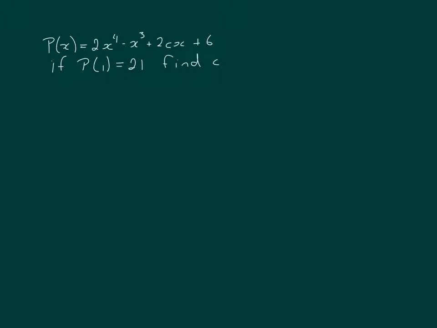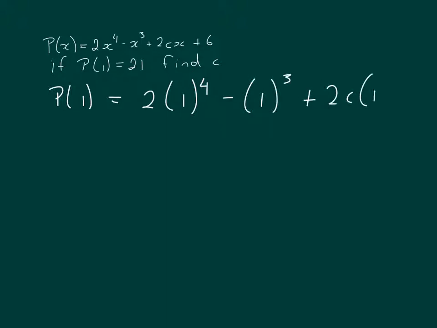What you're going to do is write it down. P(1) equals, and then everywhere you see an x, you're going to chuck a 1, just like we did in the previous example. You might notice that the c is not an x, so we're going to leave it there. That should be a 6. Now it said that p when x equaled 1 was 21, which means that this left-hand side here, we can substitute out for the number 21. So we've got 21 equals 2 times 1 minus 1 plus 2c plus 6.